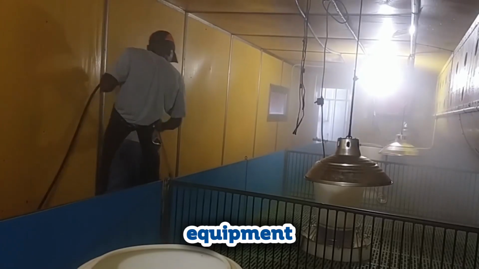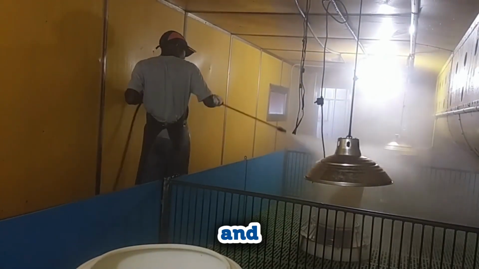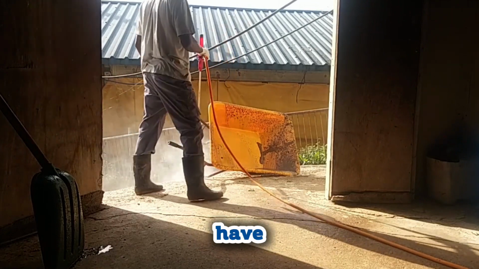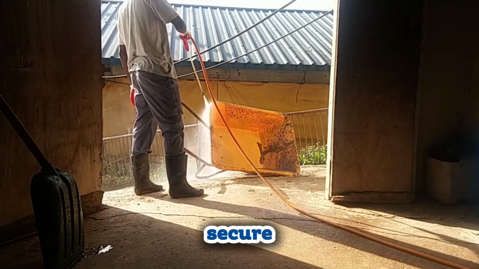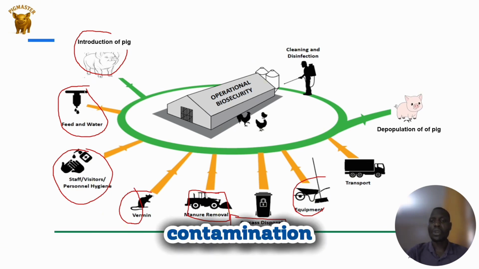Talking of your equipment, ensure that you clean and thoroughly disinfect your equipment, and you do not have equipment moving from one barn to another. If you can, secure equipment for a particular barn, that is an entire room or an entire pen or an entire house, and let them never cross to other houses. That way you control cross contamination.